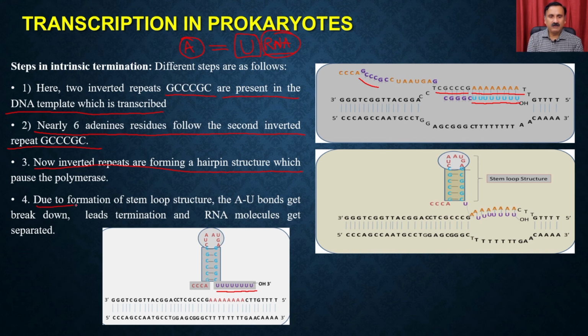So due to the formation of the stem loop structure, the AU bond gets broken down, and that leads to the termination, and the RNA molecule gets separated. So that's why this is going to happen.